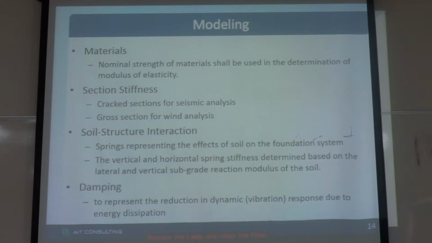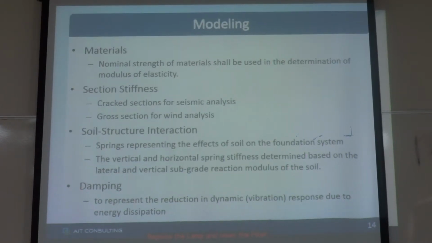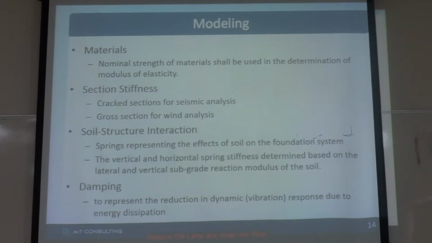And for the damping, normally we use 5% damping for reinforced concrete structures. Just put the damping percentage in the model. This is just an approximate value. That damping includes the response from the energy dissipation, the damage of the members, and yielding of the reinforcement. So we assume that this is 5% damping.